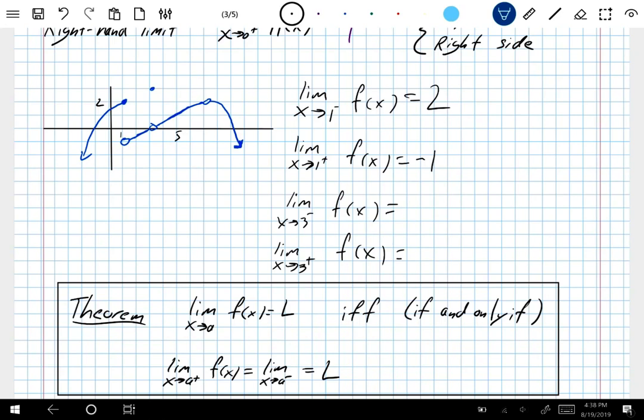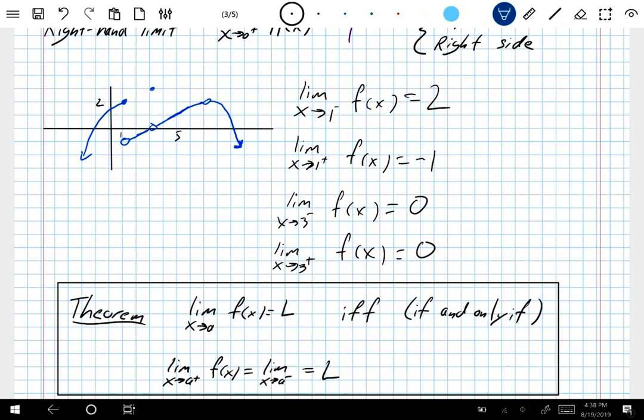Okay, next up, going to 3, pretend that this is actually on the grid. Sorry. As I go to 3 here from the left, it looks like my y values are going to 0. And as I approach it from the right, it looks like they're also going to 0. Notice we really don't care about this floating dot up here because we ignore that one actual x value.